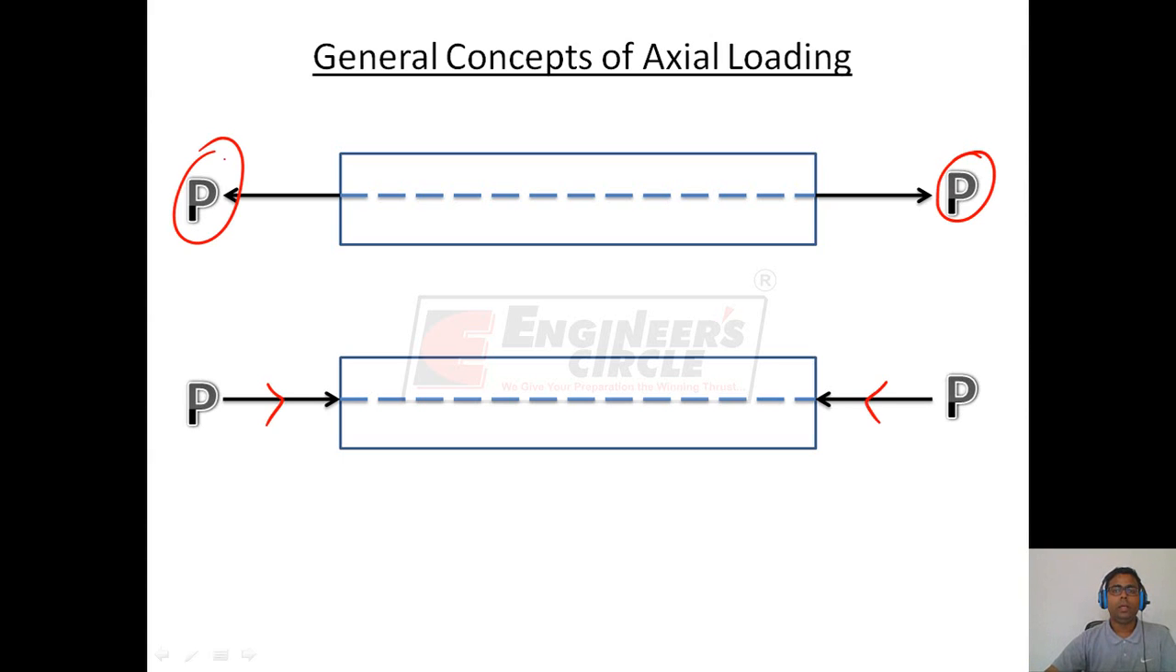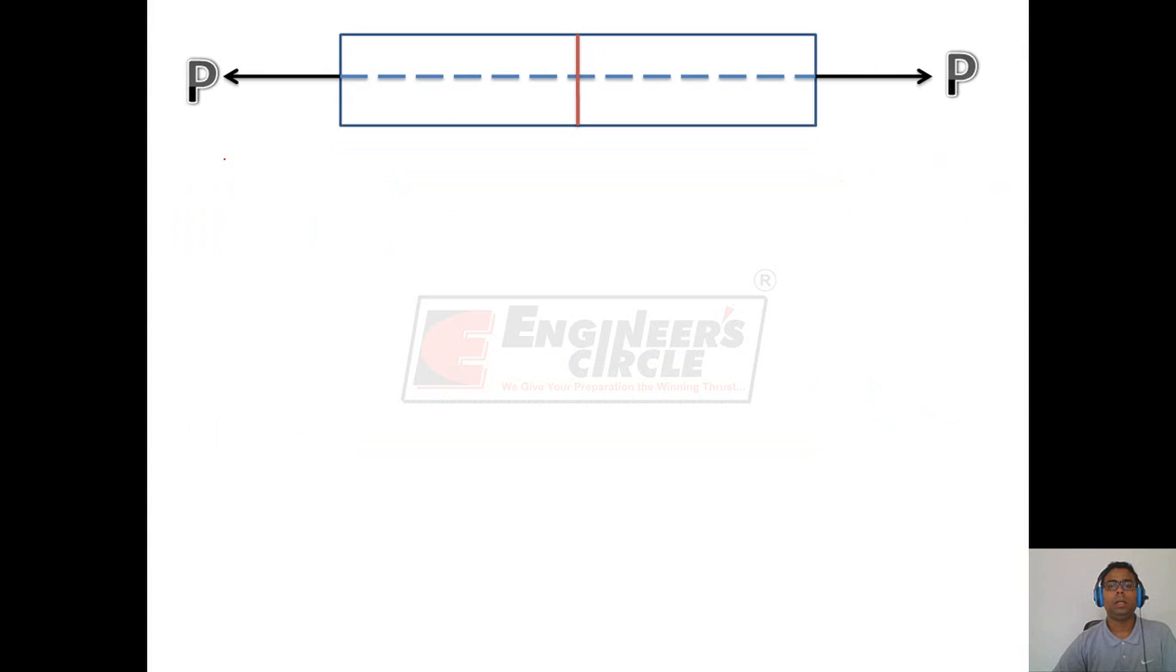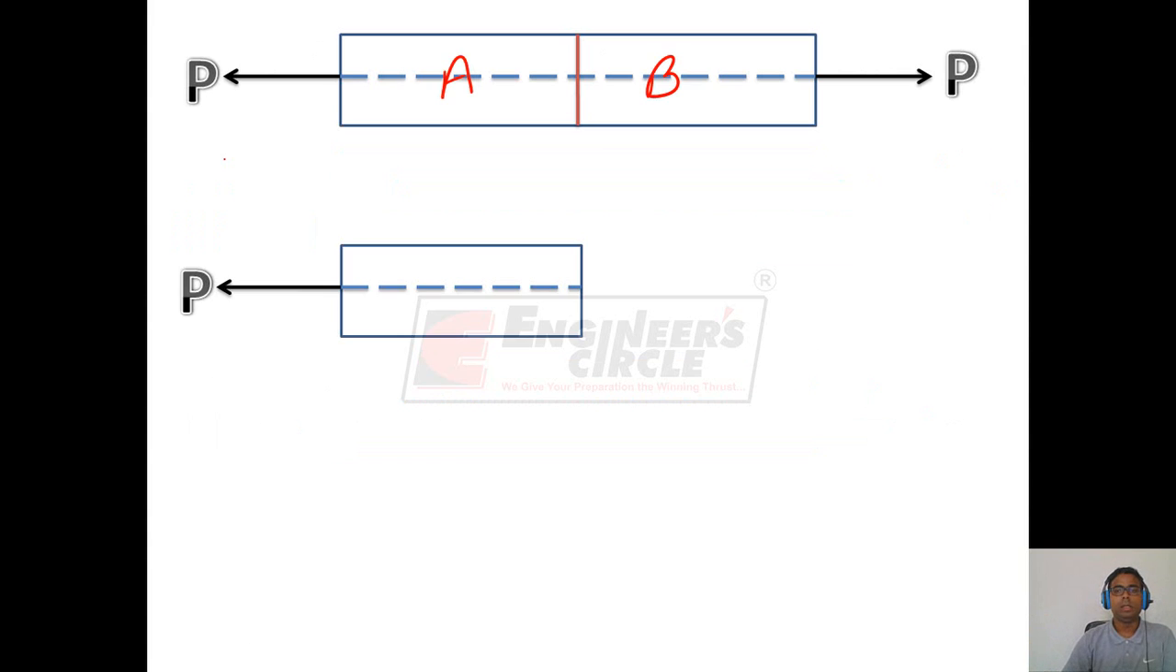Now we want to find the stresses induced in this bar due to the application of axial load P. To find the stresses, make an imaginary cut in this bar. The imaginary cut is shown by the red line that divides the bar into two parts A and B. Consider part A. Since the entire bar is in equilibrium, therefore part A must also be in equilibrium. To keep the part A in equilibrium, an internal force must be acting on this cross section.